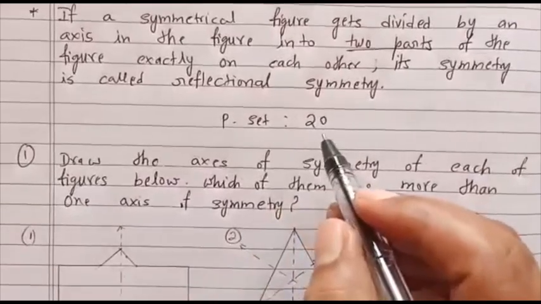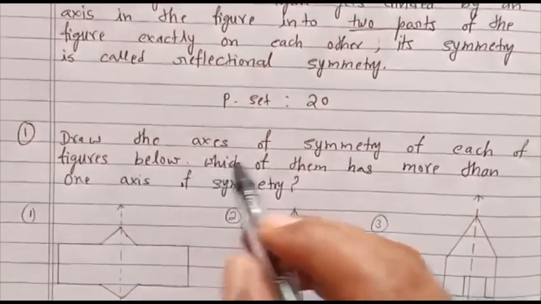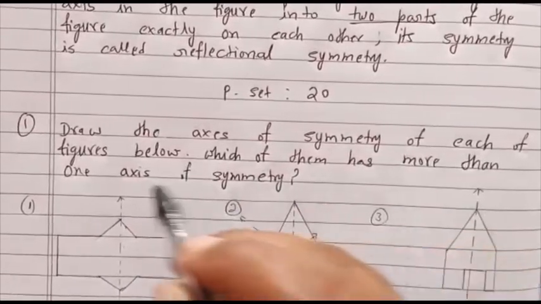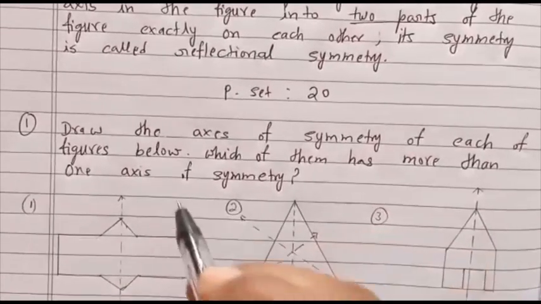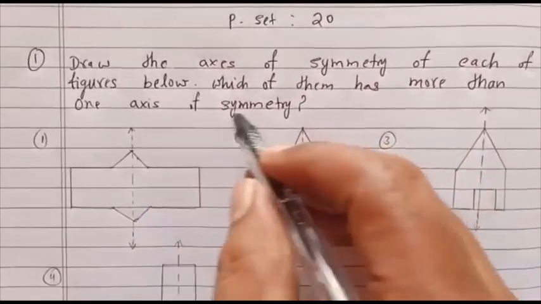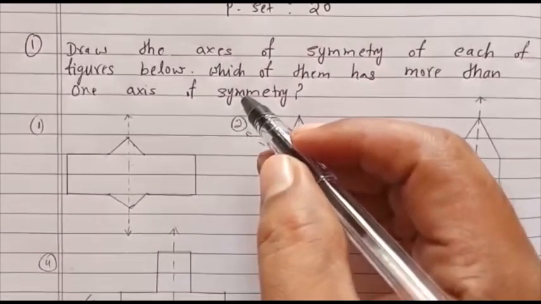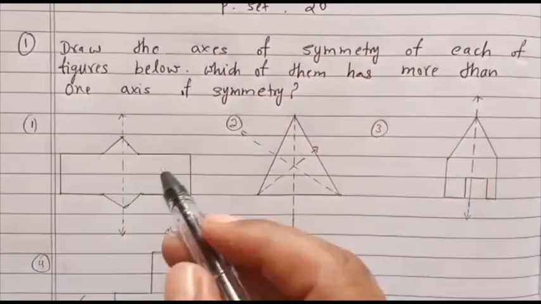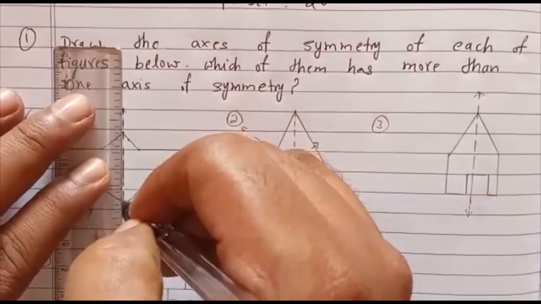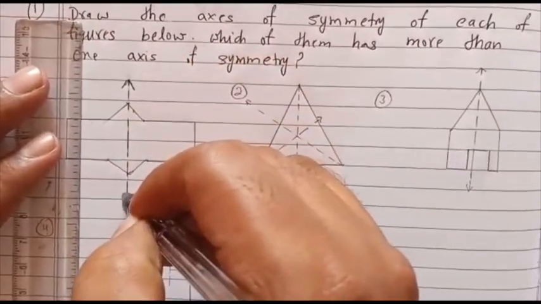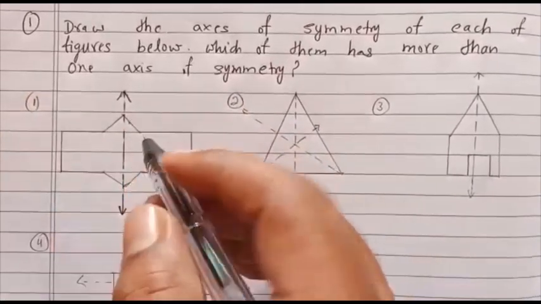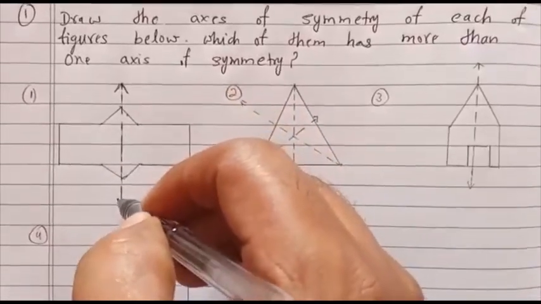Now come to practice set 20, question number 1. Draw the axis of symmetry of each of the figures below. Which of them has more than one axis of symmetry? This means some figures have only one axis of symmetry and some have more than one. For example, in this first figure, if we draw the symmetry axis like this, there is only one symmetry axis, and the two parts exactly overlap each other. So this is known as a symmetry axis.